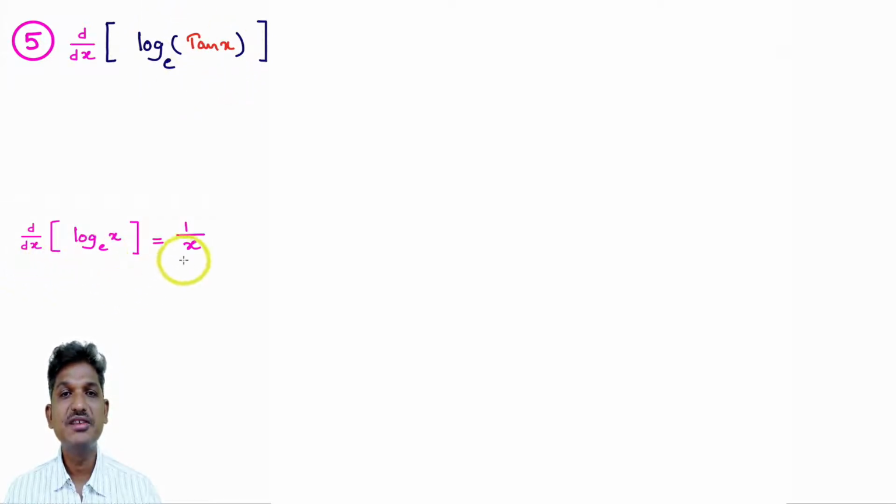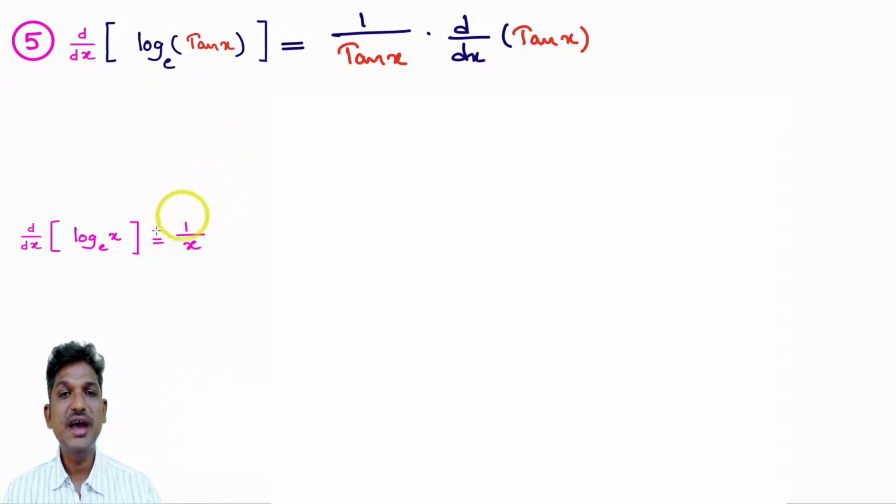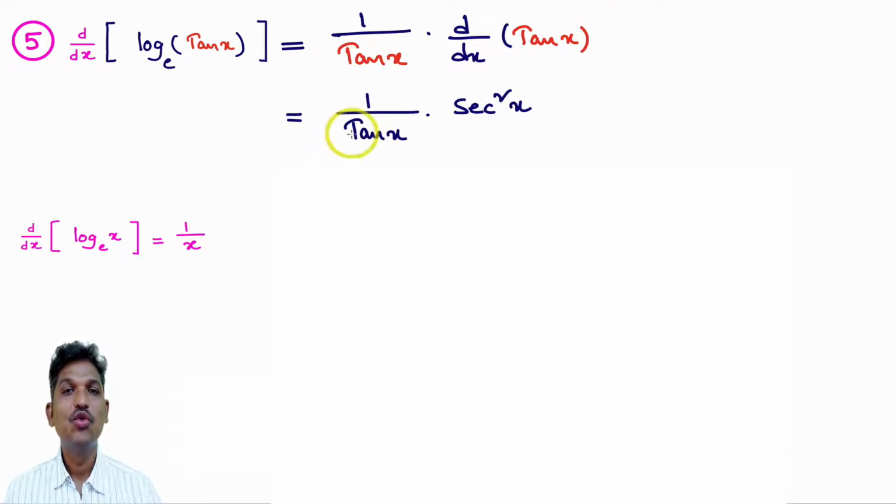Derivative of log x base c is 1 by x. So what I'll do here, I'll imagine tan x as x. If you imagine tan x as x, it looks like log x base c. What is derivative of log x base c? Derivative of log x base c is 1 by x. Derivative of logarithm of tan x base c is 1 by tan x into which one you imagine as x, you need to differentiate it into d by dx of tan x. That equals 1 by tan x into derivative of tan x.